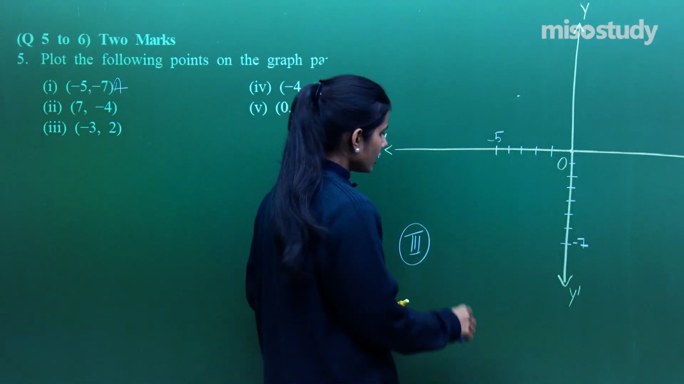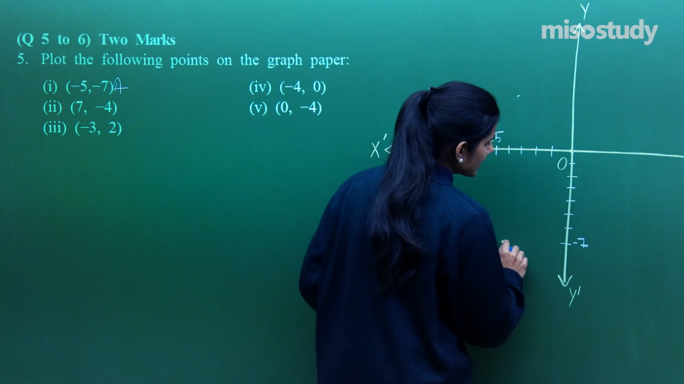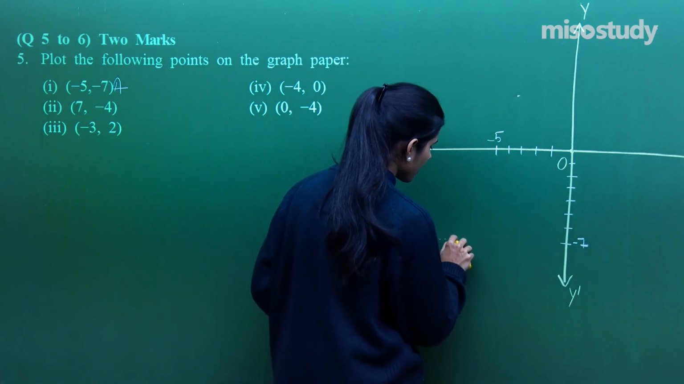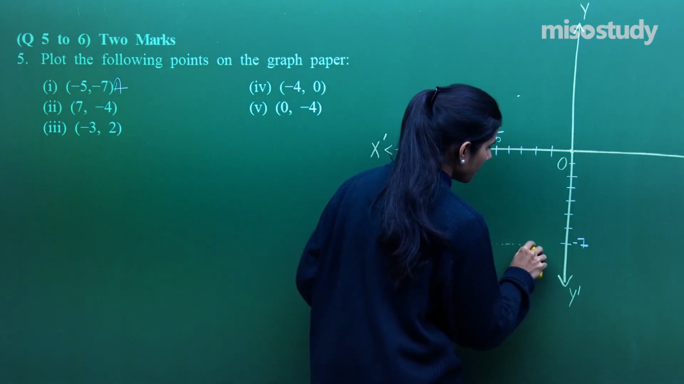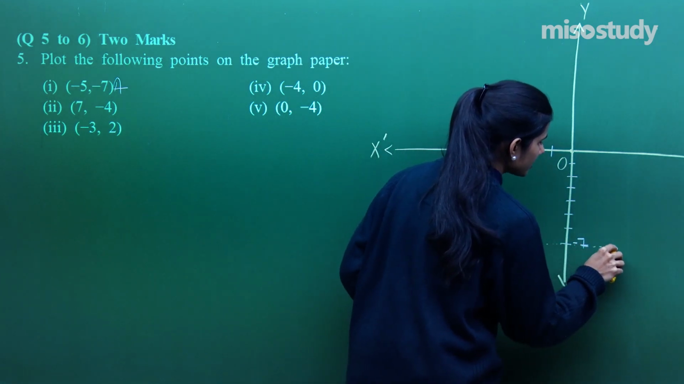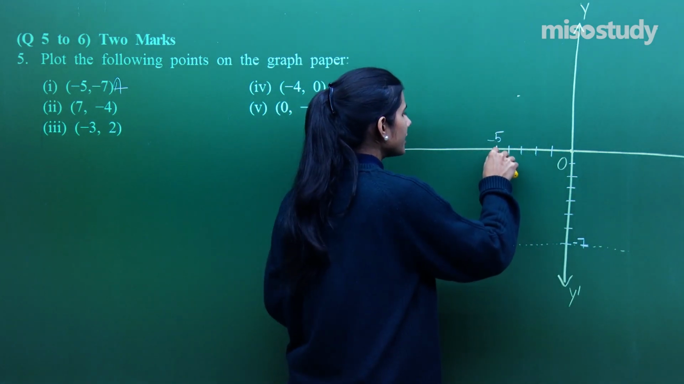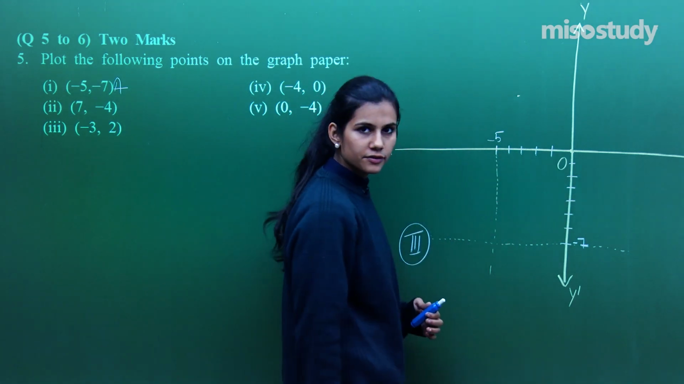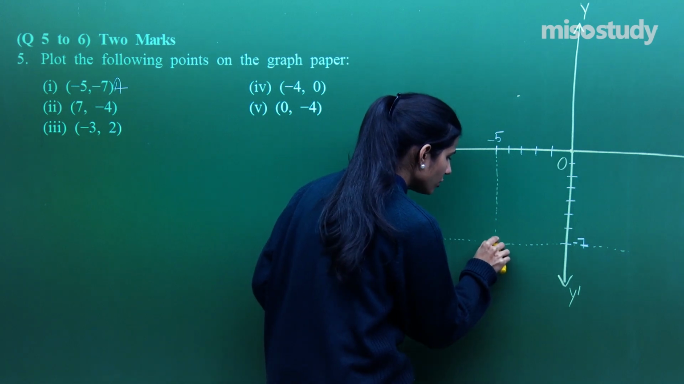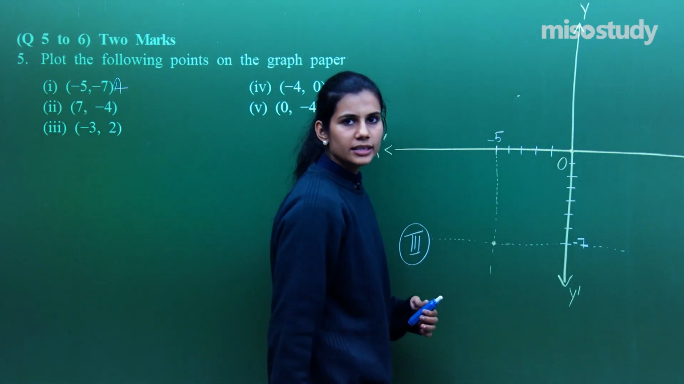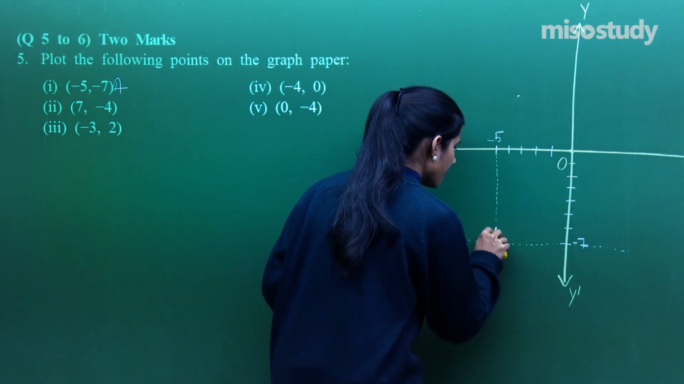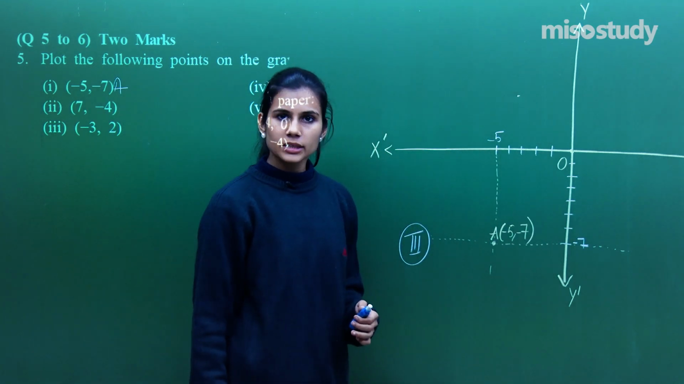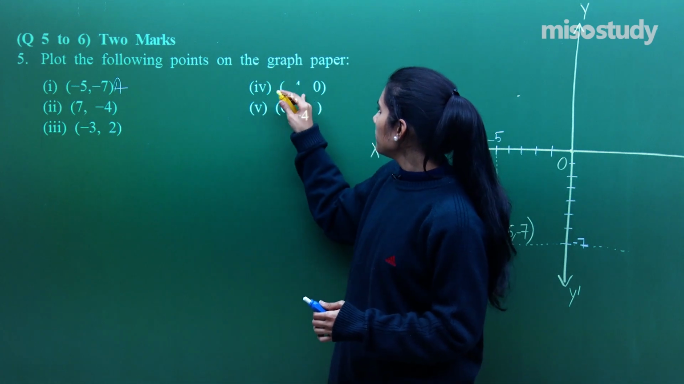Clear? Now draw a line which is parallel to the x-axis passing through -7, and draw a line parallel to the y-axis passing through -5. The point where these two lines intersect is your point A, that is -5, -7. Clear? Let's move to the next one.